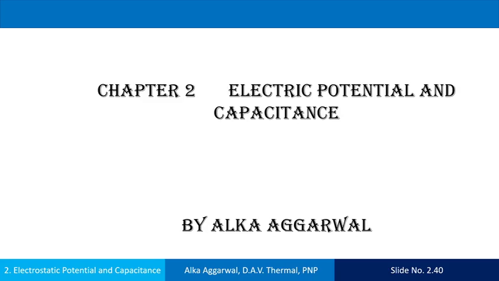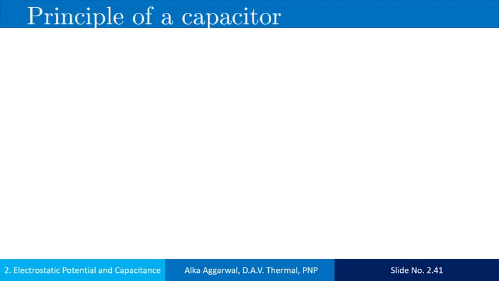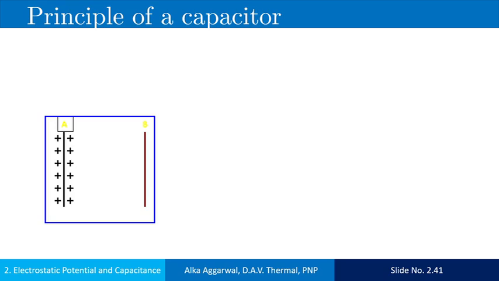Hello, today we start with the principle of capacitor. Suppose positive charge is given to a metal plate A till its potential is maximum. This plate can't be charged further because in that case charge will leak out. In order to charge it further, bring an uncharged plate nearer to A.